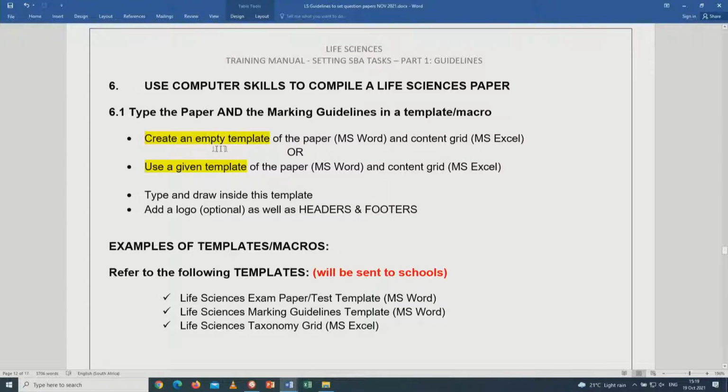You can create an empty template. Now, this template is not the same thing as that taxonomy grid I just showed you. That's something different. That's a taxonomy grid or a cognitive grid or whatever you want to call it. This is a typing template.